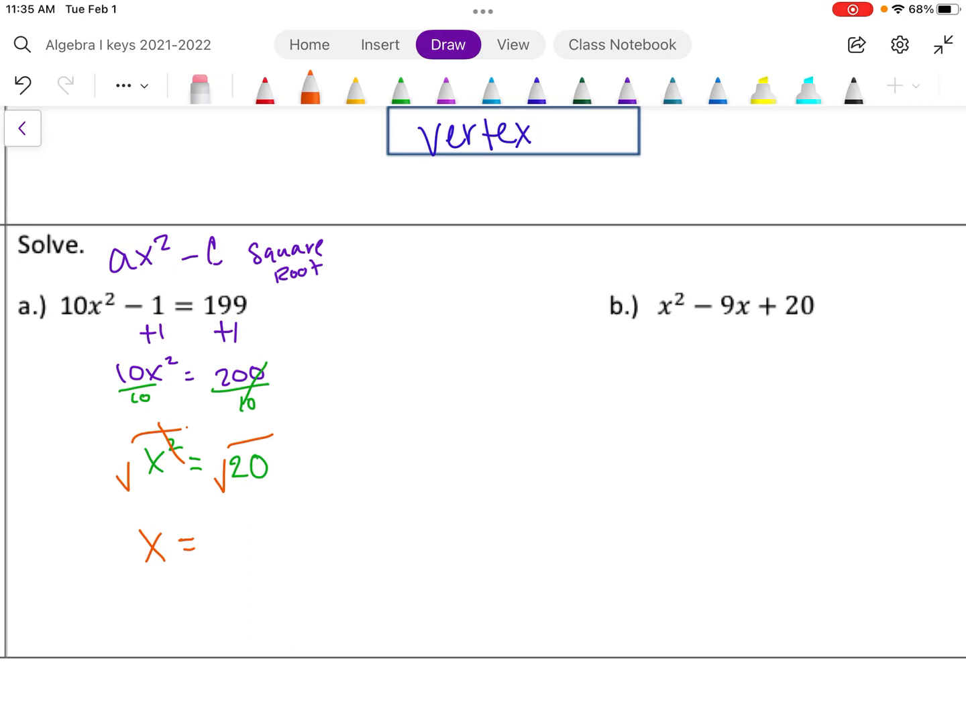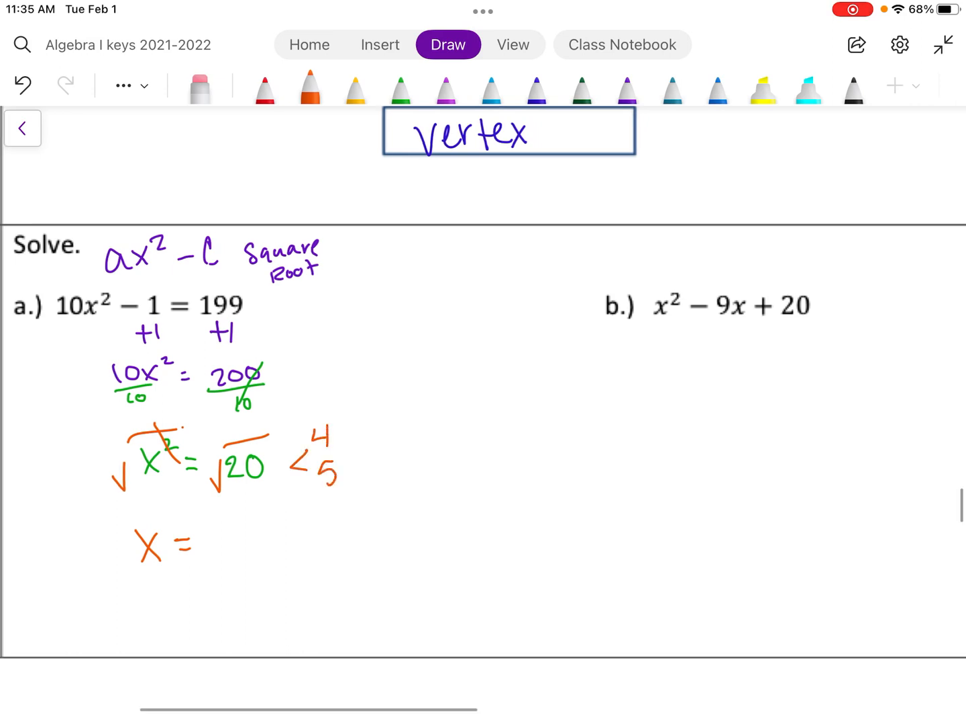Square root of 20, well, that's not a perfect square, but I can break it down into 4 times 5. And then I end up with a group of 2 and then a 5. So I have a 2 that comes out of my radical and a 5 that's stuck inside. And then remember, we always have two solutions. So x could be a positive 2 square roots of 5, or x could be a negative 2 square roots of 5.